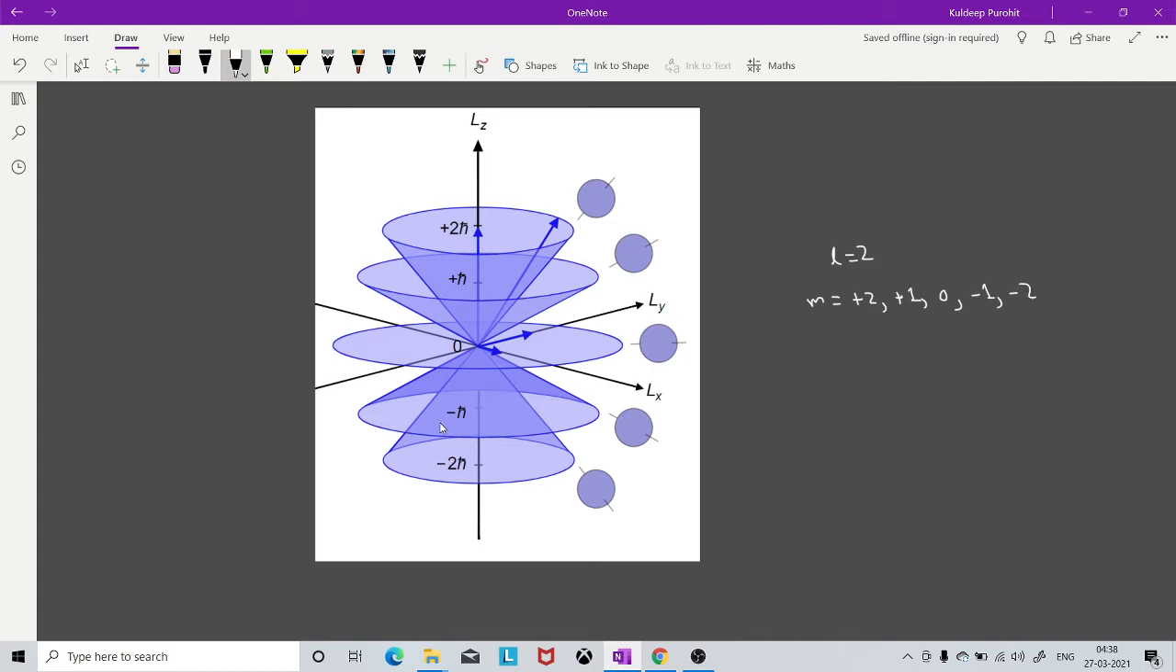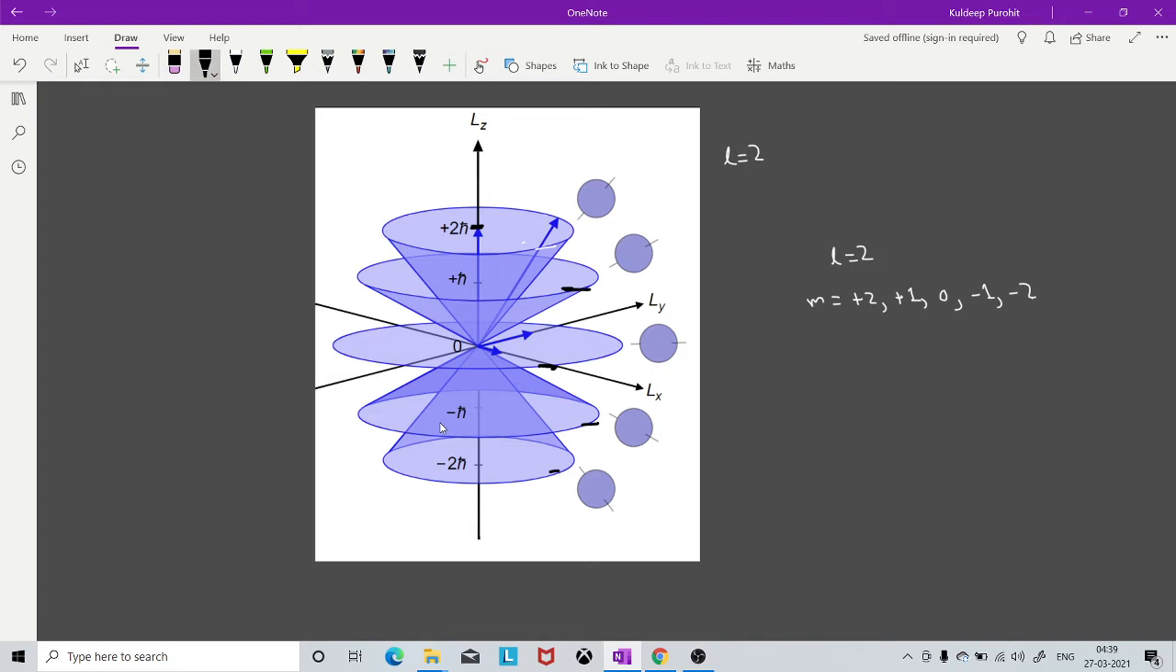So you can see that for L is equal to 2, these are the 5 possible orientations. This is the first eigenvalue, which is equal to plus 2 h cross, and this cone which you are seeing corresponds to plus 1 h cross. This third one is equal to 0 h cross. This cone is equal to minus h cross, and this is equal to minus 2 h cross.